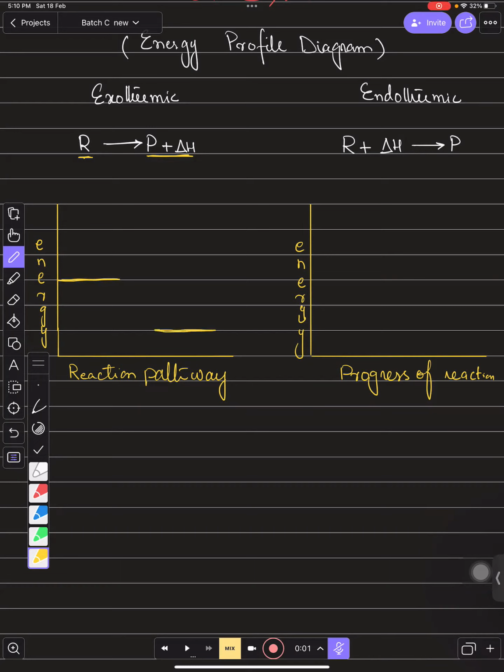That's it, right? So over here you need to write reactants. Whatever equation you have, you can write the reactants of that equation, and you need to write the product over here.